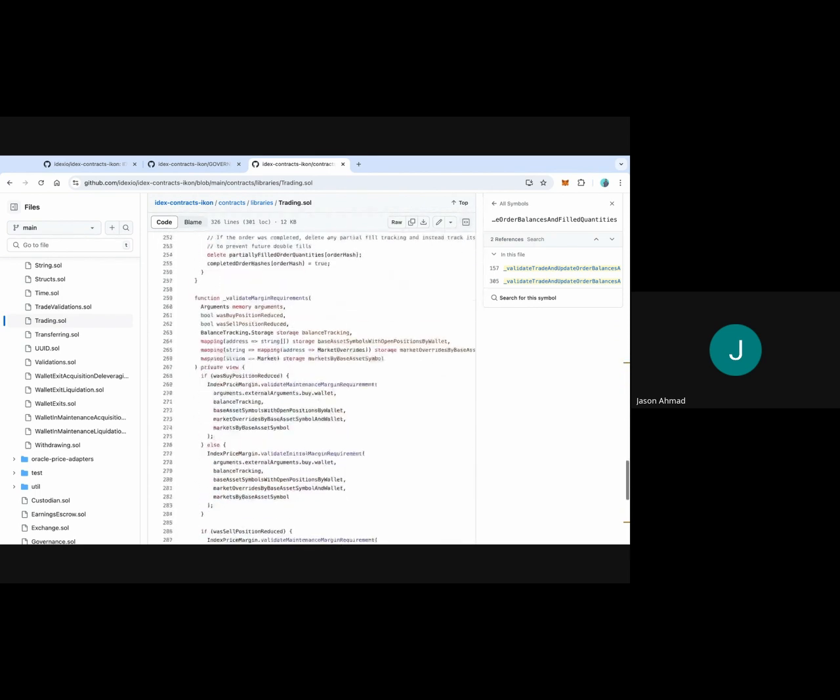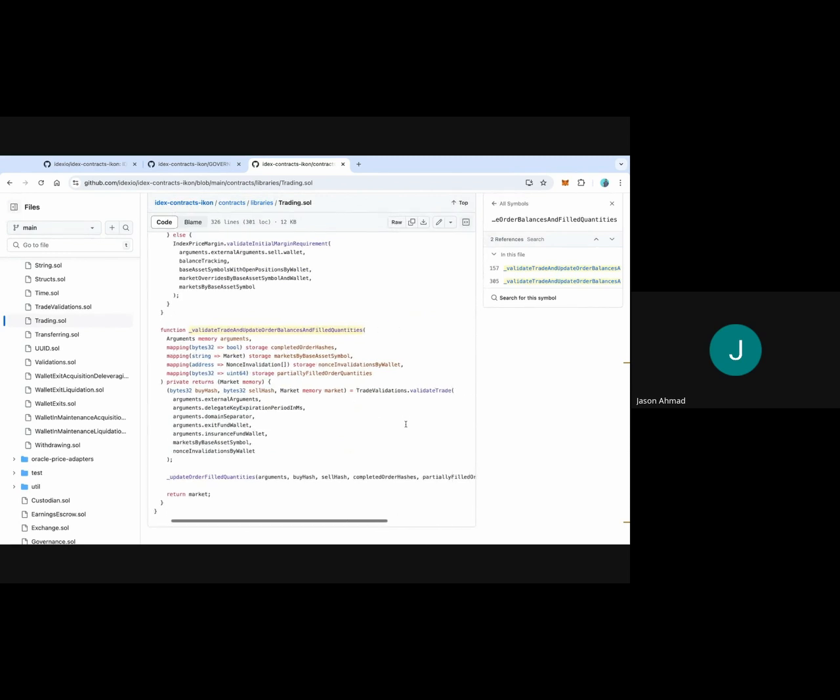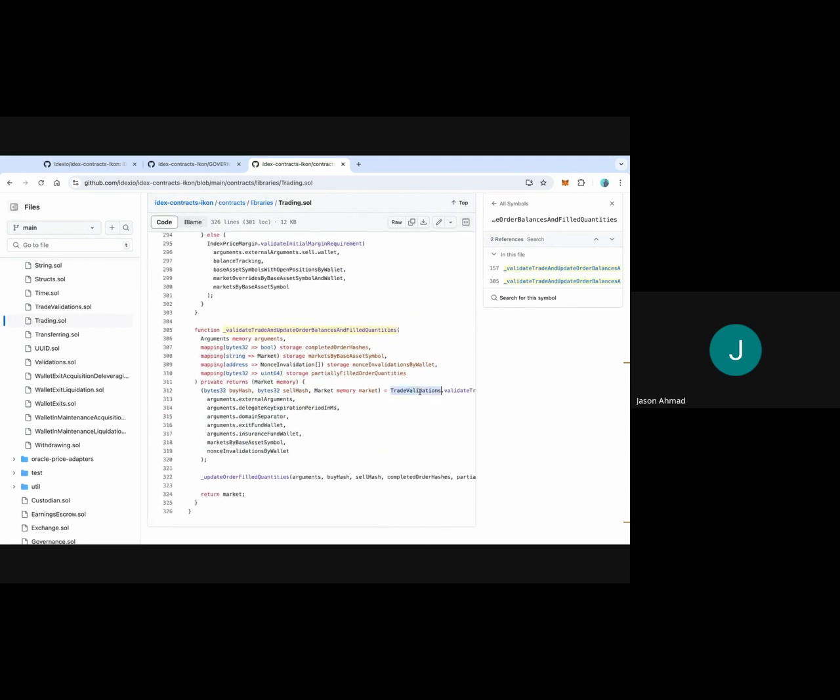Tracing all this through, and again, a lot of this is separated into separate functions to manage stack sizes. We find that we again go to a sub-library here that talks about trade validations, and I want to take a quick look at what's going on in there.